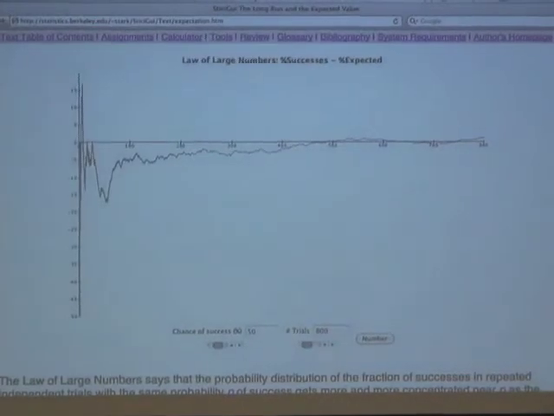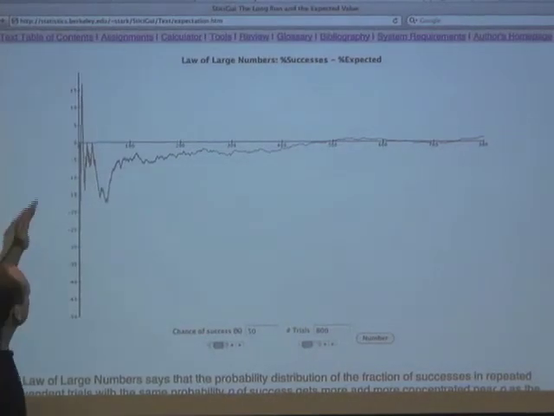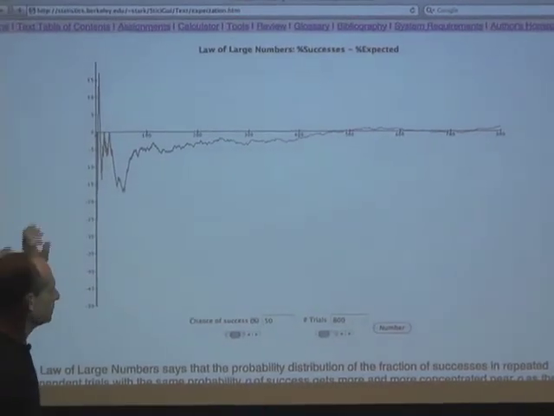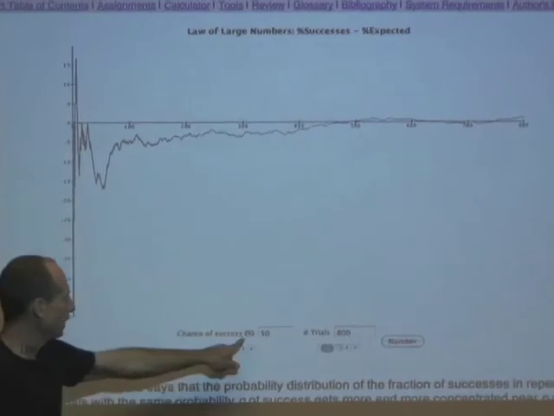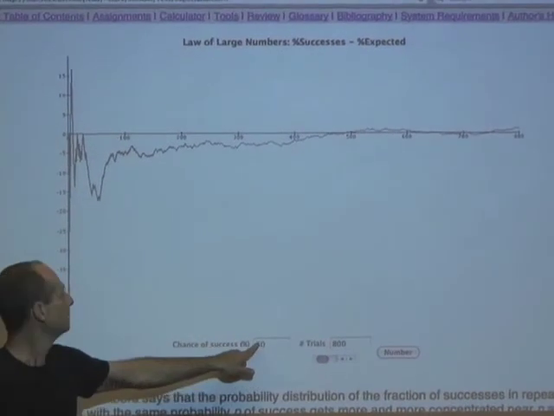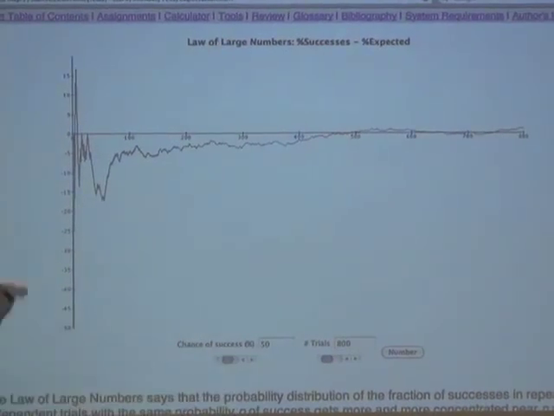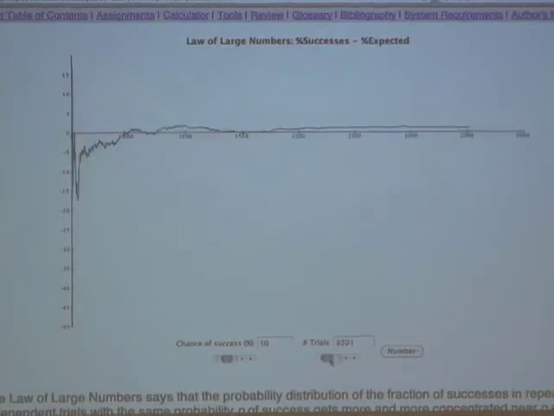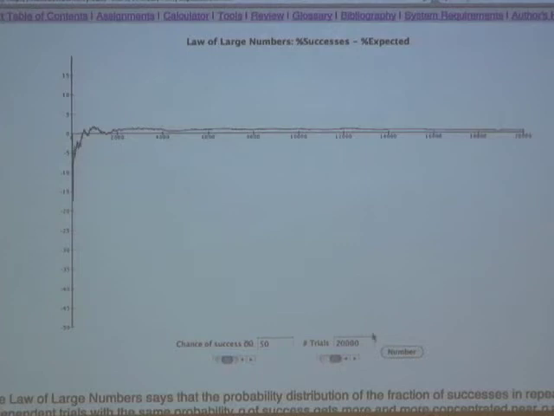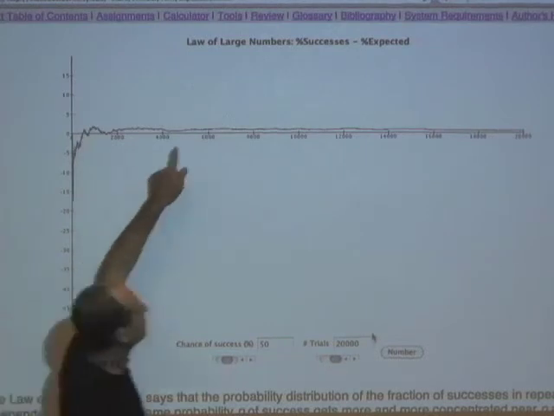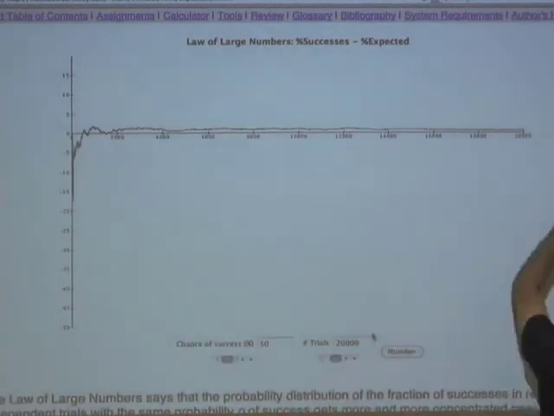Okay, what is this plot? This is simulating a toss of a coin, 50% chance of heads. And it's looking at the difference between the observed fraction of heads and the probability of heads. In this case, it's 800 trials. So what tends to happen as the number of trials gets bigger and bigger is that the difference settles down to 0.